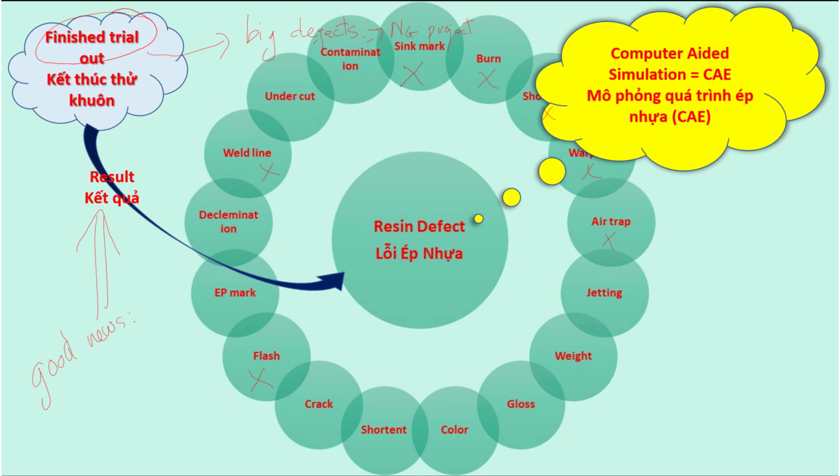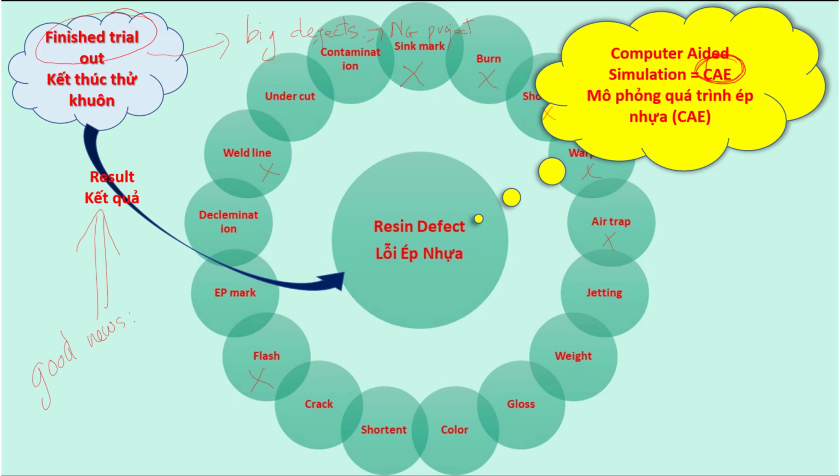In technology, we call this method computer-aided simulation, or CAE for short. Here are some advantages of CAE. First, we can find big defects, then try to improve our past design or mold. Secondly, the improvement begins before making the mold, so we have more time to improve.